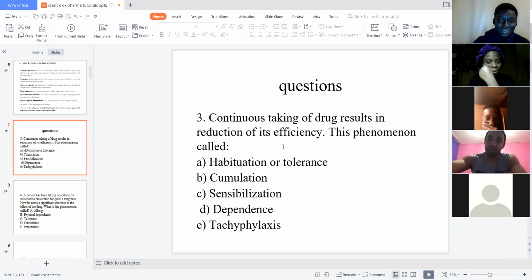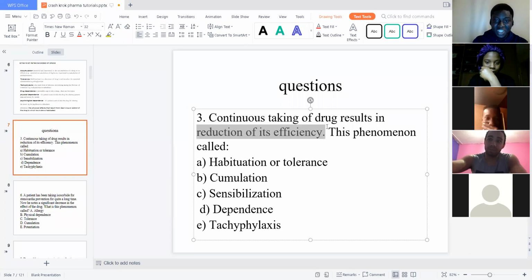Continuous taking of drug results in reduction of its efficiency. The phenomenon is called continuous taking of drug dependence. Try again. I want you to take note of reduction of its efficiency. Tolerance. Yes, that's correct. Because they said reduction of its efficiency, the drug is not going to work effectively. So it's habituation or tolerance.